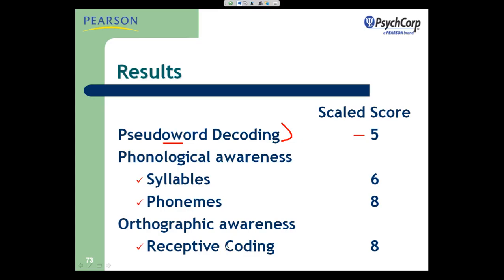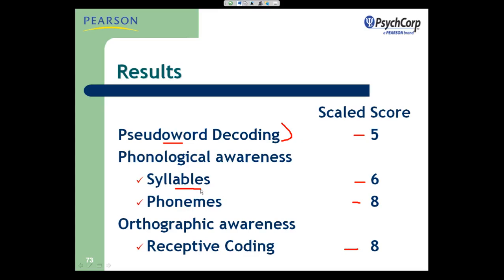So looking at syllables, for example, the scale score is 6, mean 10, standard deviation 3, phonemes 8, and receptive coding is an 8. So based on this information, we first implemented an intervention to improve the student's phonological awareness, the ability to recognize the syllables that he hears in multisyllabic words.